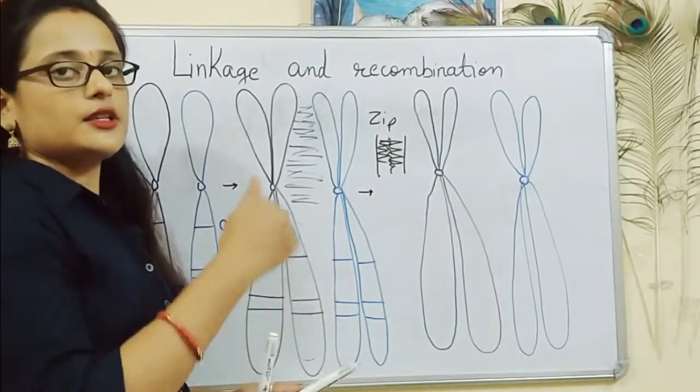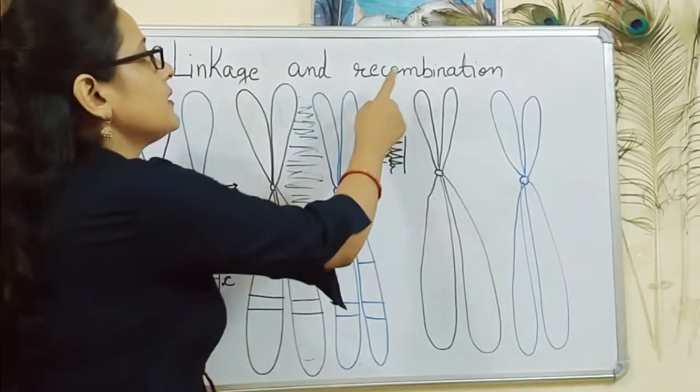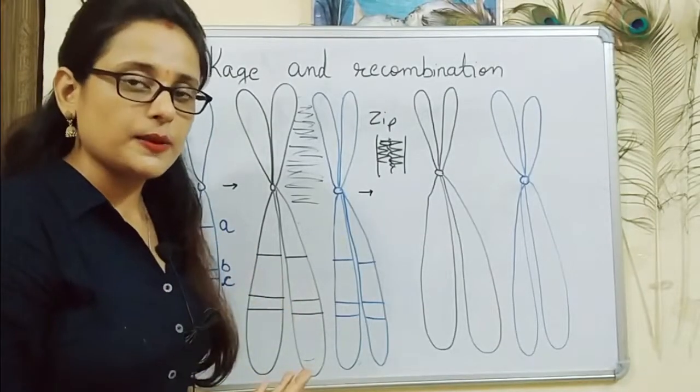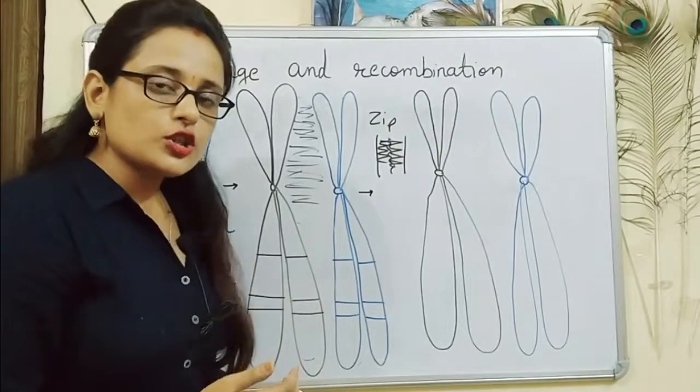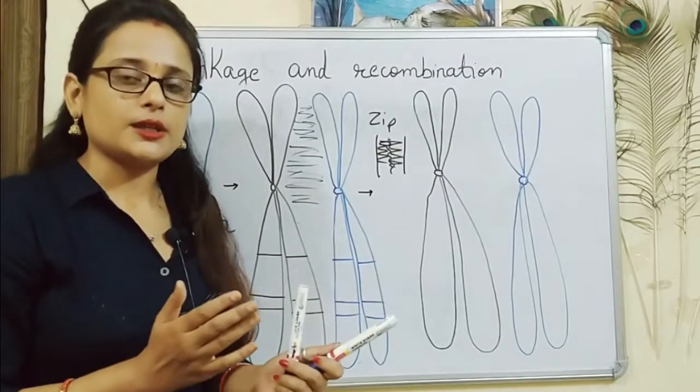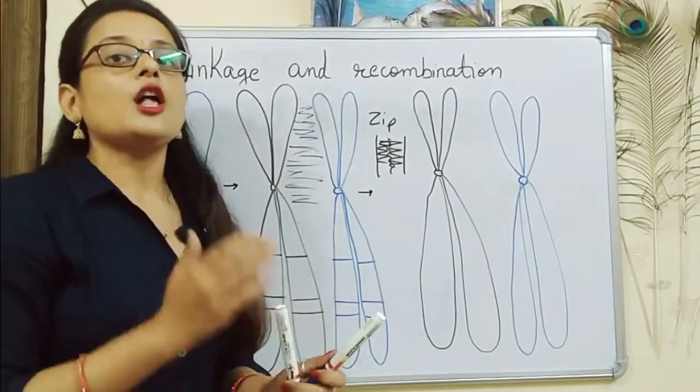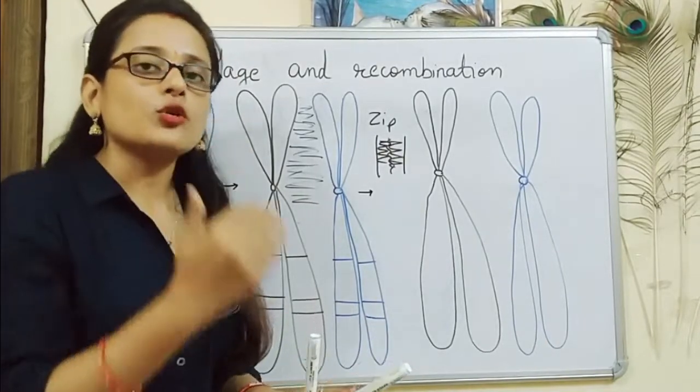Then the cell enters into pachytene. During pachytene, recombination or crossing over takes place. Recombination or crossing over is the exchange of genetic material, the exchange of segments between non-sister chromatids of homologous pairs.